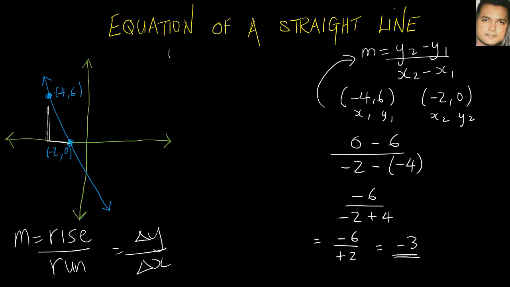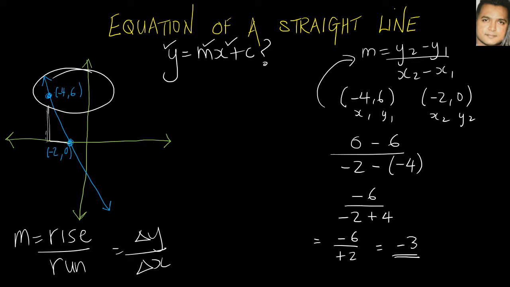Now that I've worked out the gradient, so I have my m value, I need to take one of these points. I can take that point there. So that point is made up of an x and a y. So there's my y here, there's my x here. I worked out the gradient. So all I need to do now is work out my c value, and then I've got the equation of the line. So let's start off. Let's substitute into y is equal to mx plus c.